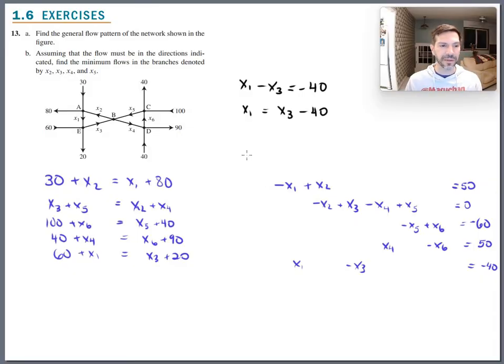And I'm not going to write the rest of those out, but notice they say, assuming the flow must be in the directions indicated, so basically no negative flow. If the arrow's going that way, that says you have to have positive going that way. There's really no danger of having negatives from any of the equations except for this first one. So for the first one, the most minimal flow you could have would be if x3 is 40. And that means x1 would be 0. And later on with the other equations, it turns out you can choose x6 to be 0.